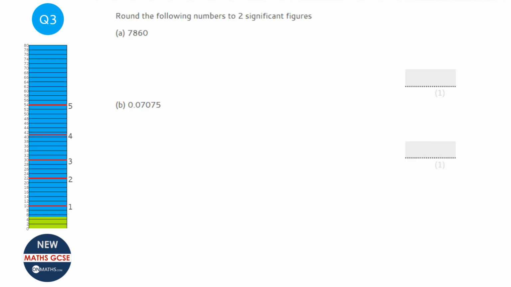Okay, if you'd like to have a go, pause now, otherwise let's get started. So, I'm going to write the number down first, 7860. Okay, now with significant figures, these are different to decimal places, because you don't start counting the decimal point, you start counting at the start of the number, which is here. So two significant figures, we do 1 and then 2 jumps. So we want to make sure that we put the line down after the 8, which is there.